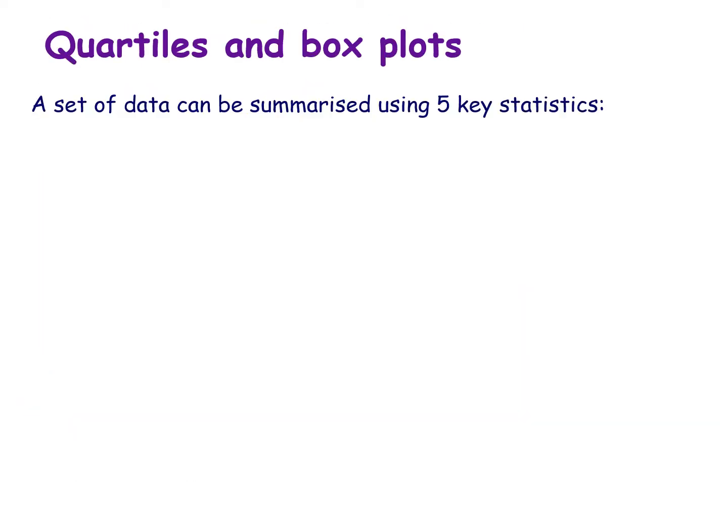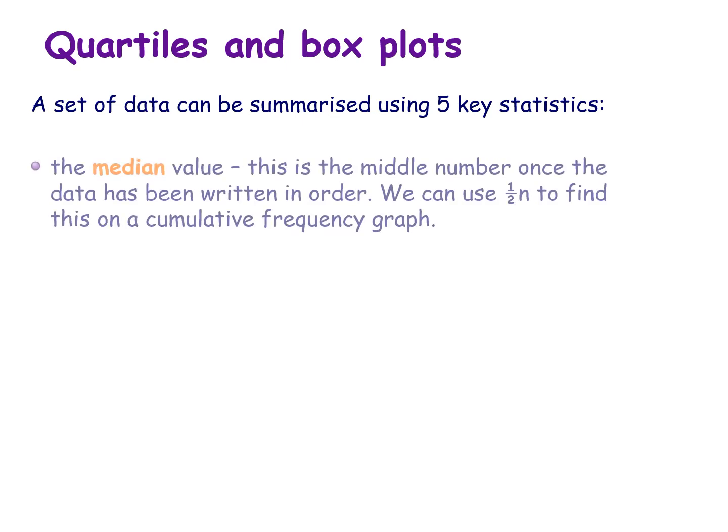Okay, so when we have a set of data, there are 5 key statistics that we can calculate for that data, and these can all be read from our cumulative frequency graph, or the majority of them. The 5 set pieces of data that we're going to use to draw our box plot are, first one, median. We know how to find the median.